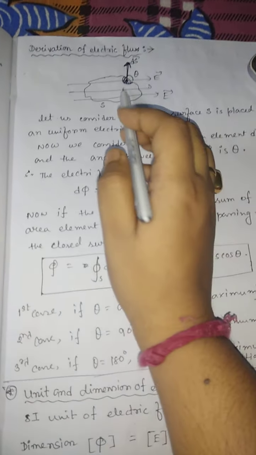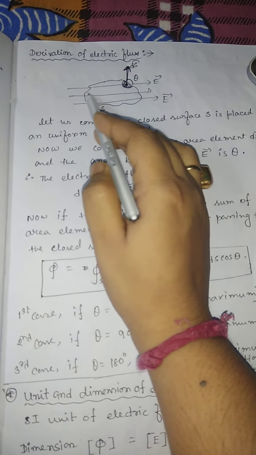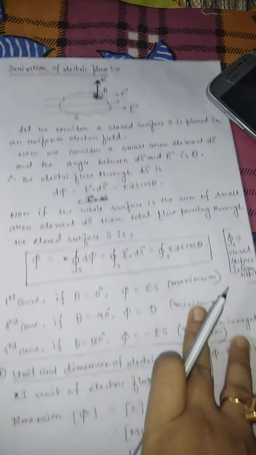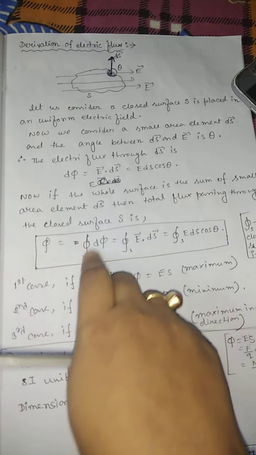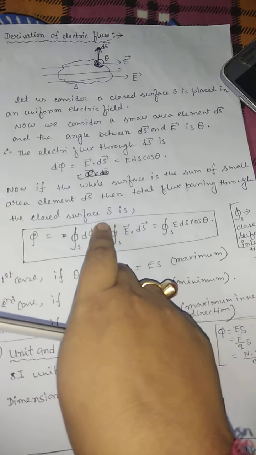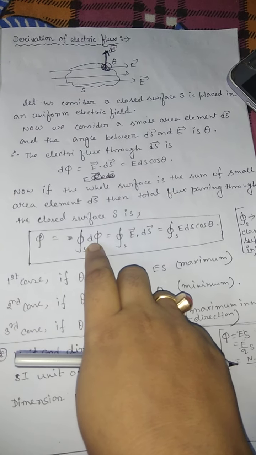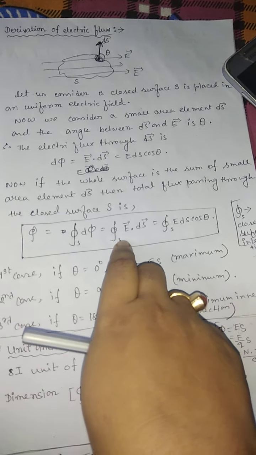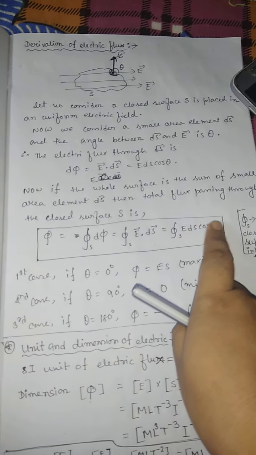Now if we consider this whole surface as a sum of these small area elements ds, the total flux passing through this closed surface is phi equals closed integration. This is called closed, and S means surface integration, because here we consider a surface. So closed surface integration of d phi equals closed surface integration of E dot ds, that is, E ds cos theta.